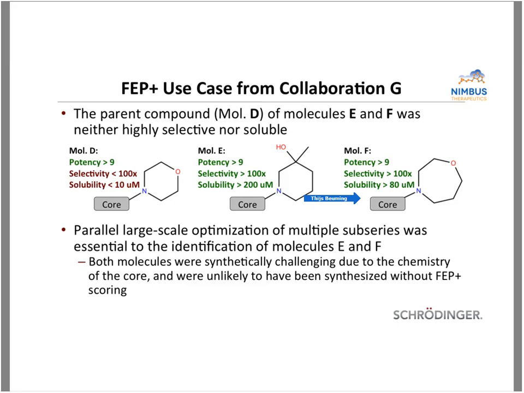And this is one example of where if you were to make a morpholino ring, it would be very hard to imagine that the next proposed compound to remedy the solubility and selectivity issue would be a 7-membered ring with a nitrogen and an oxygen. And you really need a tool like FEP that can give you quantitatively accurate results to suggest these types of changes.